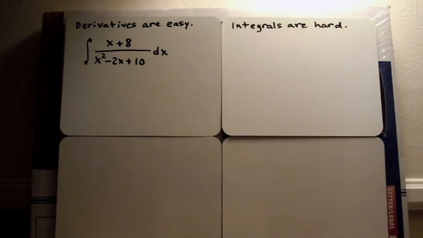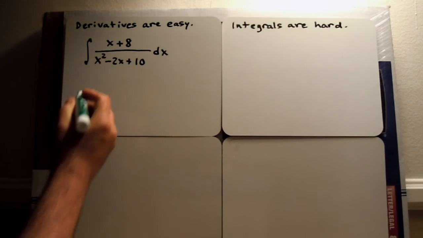Here's another example to illustrate that derivatives are easy, but integrals are hard. Let's take a look at this example: the integral of x plus 8 over x squared minus 2x plus 10. In first looking at it, let's see if the natural log form works with this one.